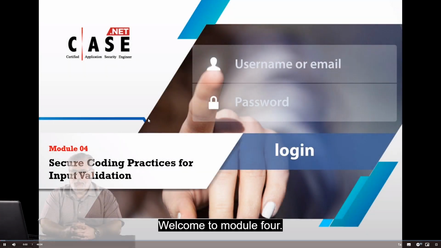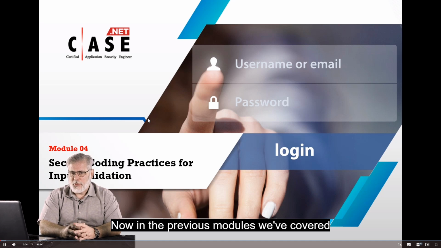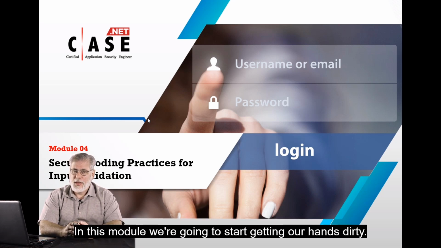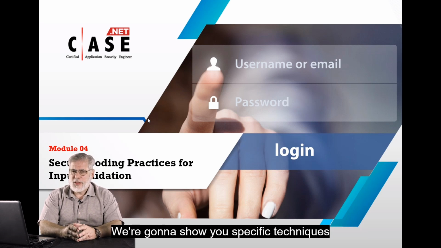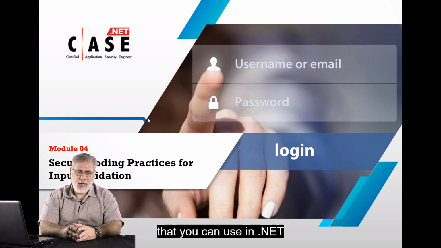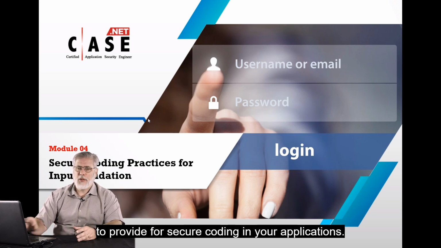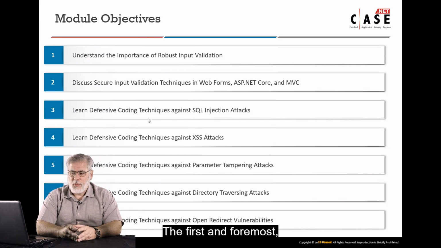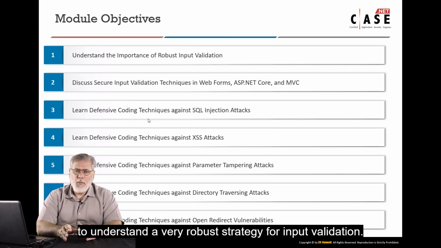Welcome to Module 4. Now in the previous modules, we've covered a lot of concepts that are very important for secure programming. In this module, we're going to start getting our hands dirty. We're going to show you specific techniques that you can use in .NET to provide for secure coding in your applications. So our objectives here are to first and foremost understand a very robust strategy for input validation.